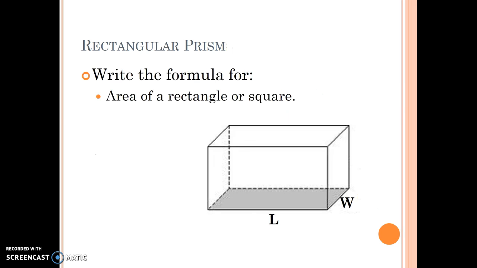So let's write the formula for the area of a rectangle or square. This is pretty easy. You've been doing this forever. We've done this year already quite a few times. Area equals length times width.